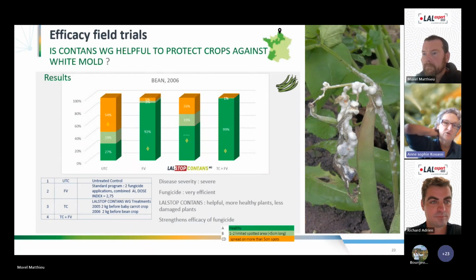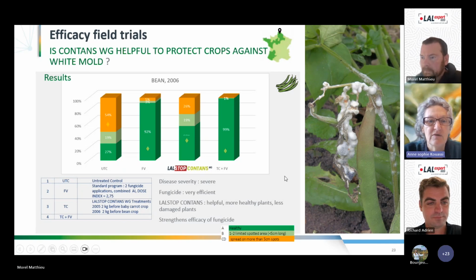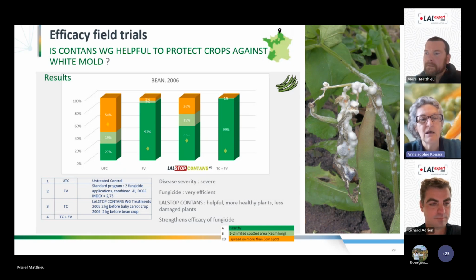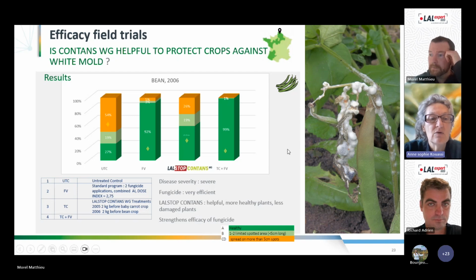So we chose to present this trial as an example of the efficacy of Contans. On the left bar, you have the repartition of the plants, the categories A, B, C, D, in the untreated control, and you can see in this trial that the disease severity is severe. You can see on the second bar that with a fungicide application, a standard program with two applications of combined active ingredients, you have a very good efficacy as predicted.